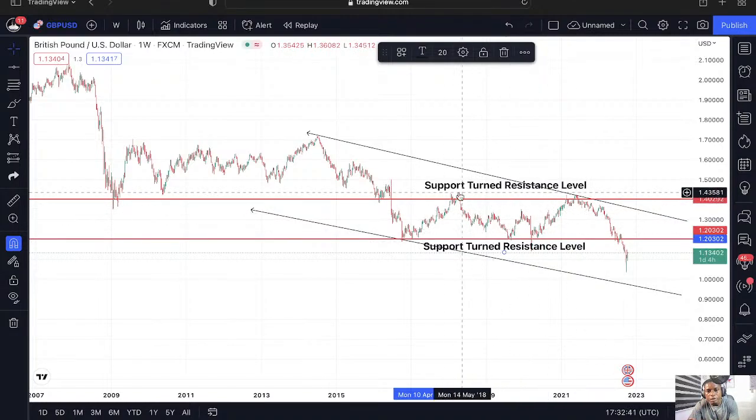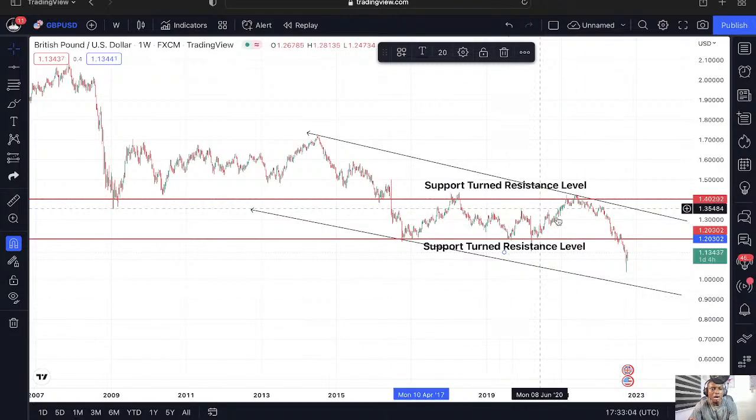So now here you can see price came up, could not break through, came down, came up here again, could not break through, came down. Now you see that this is a support level that has turned into a resistance level. Now let's zoom in to see what is currently going on at this level and how we can position ourselves.